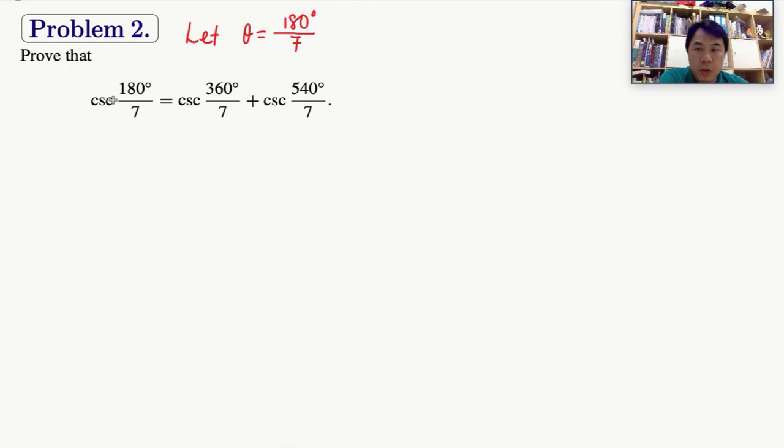So the whole expression can be rewritten as csc, cosecant.